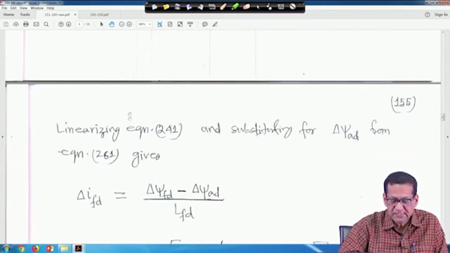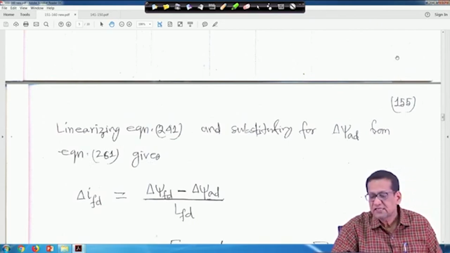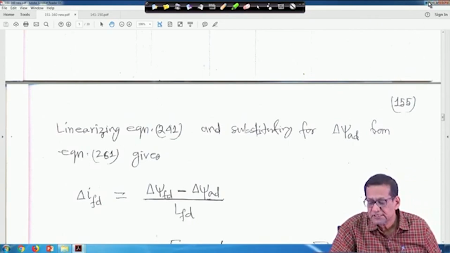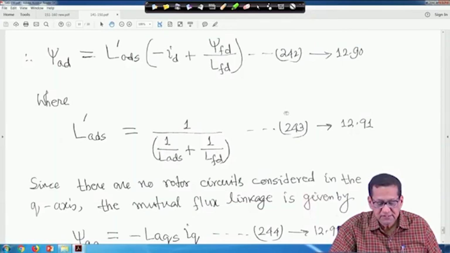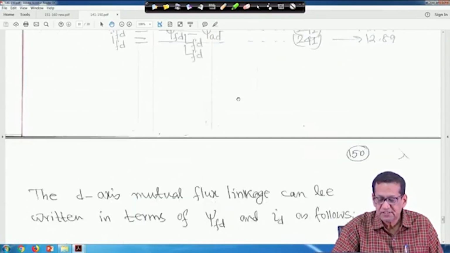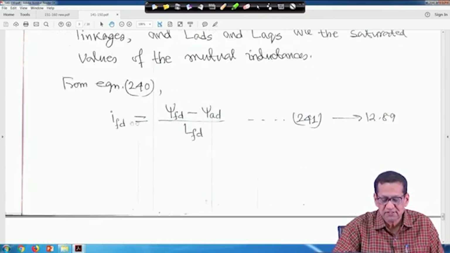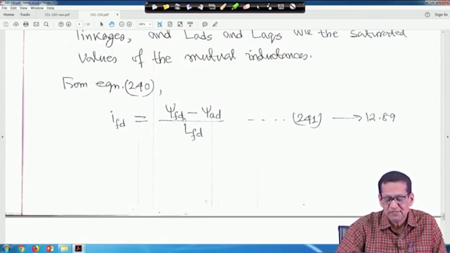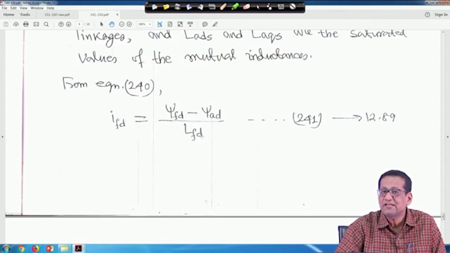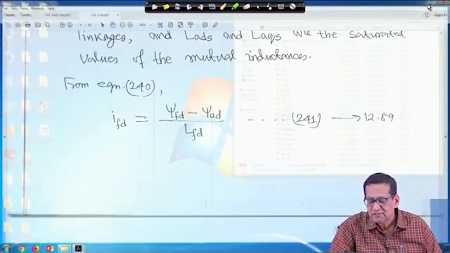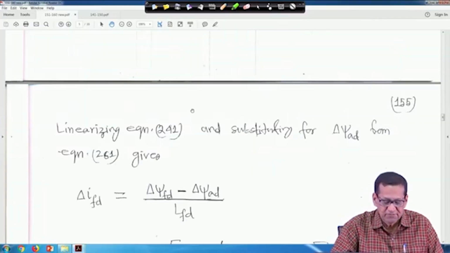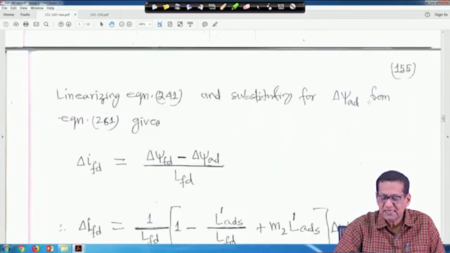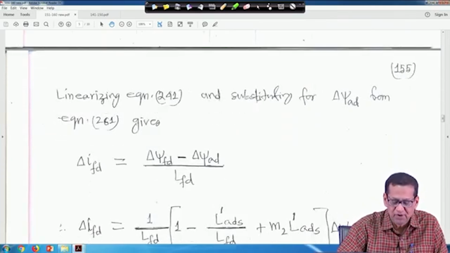Now, linearizing equation 241 and substituting for delta psi ad from equation 261 gives the following. Now, you have to linearize equation 241. So, before doing this, we will go back to equation 241, that is the field current equation. This one also you linearize, because delta Ifd will be delta psi fd minus delta psi ad upon L_fd. Therefore, you linearize the equation and substitute for delta psi ad from equation 261.